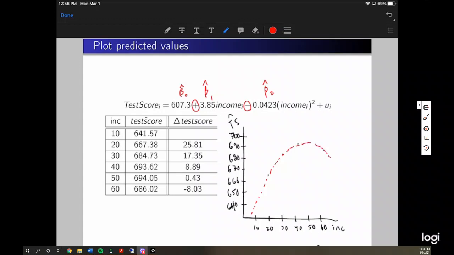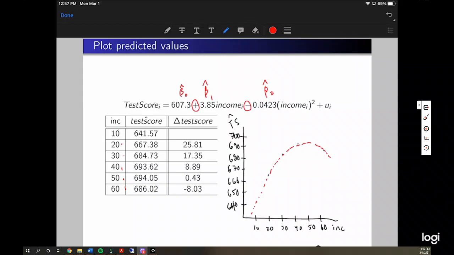And so what I've done here is I've plotted this relationship. I've taken the values for income of 10, 20, 30, 40, 50, 60, and put them back into our sample regression function and gotten the predicted test scores out of it. So we have the income and the predicted test scores in this table here, and I've plotted those on the graph to the right.